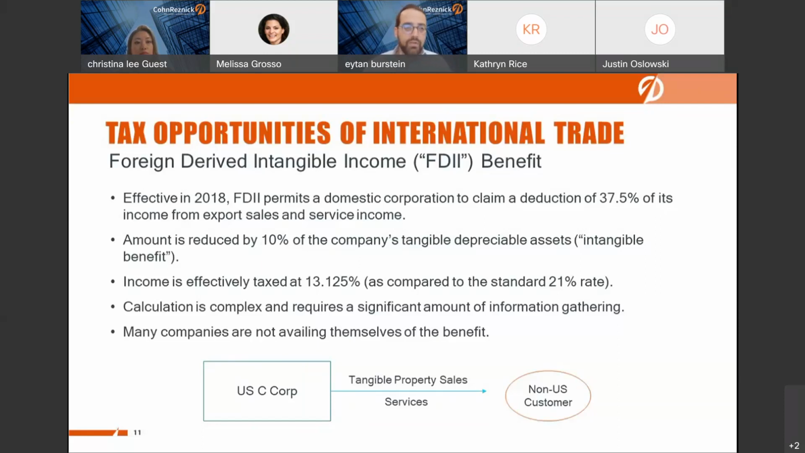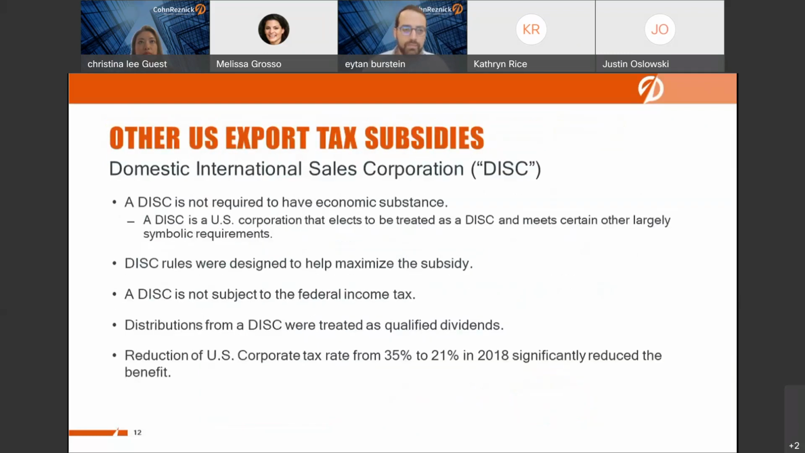to non-U.S. customers. Now, we've seen many clients of ours not aware of this benefit. We've done a lot of education because it has not gotten a lot of press in terms of all the other tax rules and impacts that went into effect with the 2017-18 Tax Cuts and Jobs Act. The calculation is quite complex, requires a lot of information gathering, but certainly is something that companies should be aware of and taking advantage of. Next slide, please, Melissa.